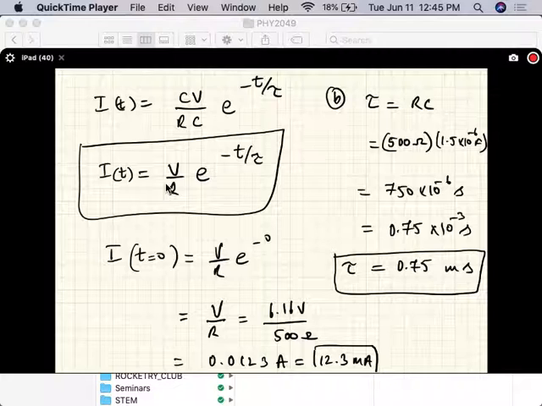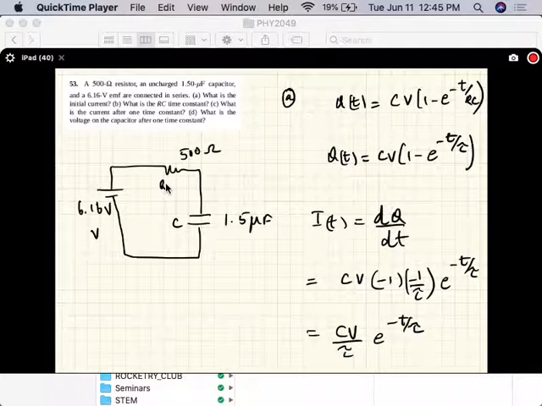Okay, what this tells you is that the time constant of the circuit is 0.75 millisecond. Stuff changes on the order of 1 millisecond. What that means is after 0.75 milliseconds, this would be e to the power minus 1, which is 1 over e. 1 minus 1 over e is roughly 0.65. So after 0.75 millisecond, the capacitor is charged to 65% of its maximum value.